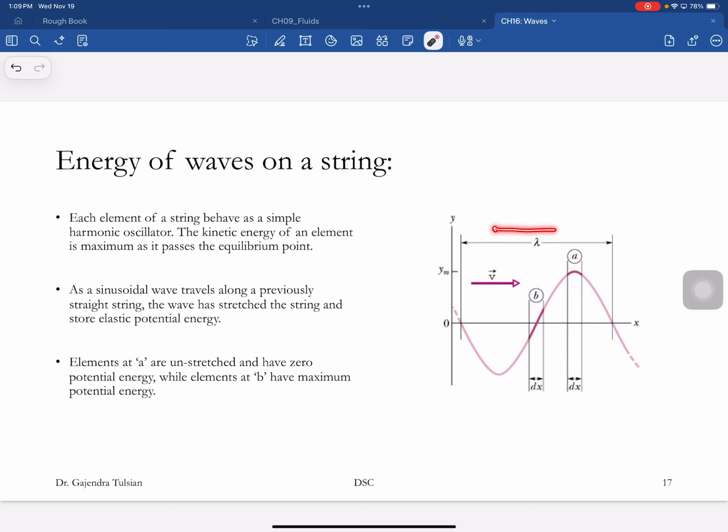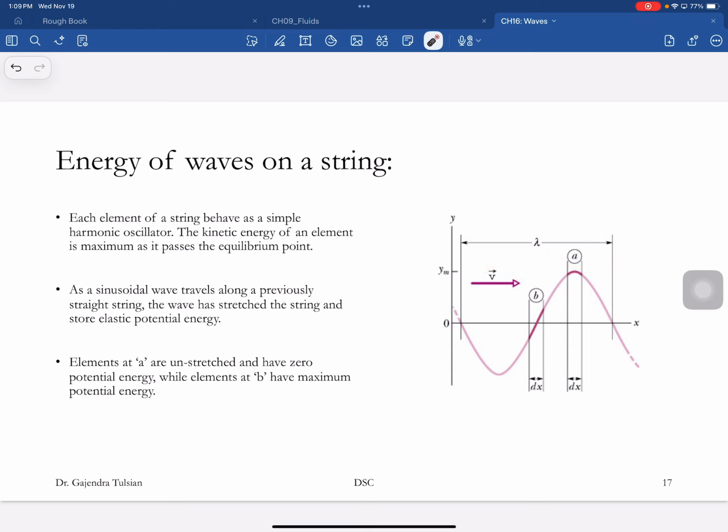When a wave travels on a string, this was the unstretched position of the string when there was no wave, and when a wave is traveling, the string is stretched. So it's like a rubber band. When you stretch a rubber band, what kind of energy is stored in it? Potential energy, elastic potential energy. So there's elastic potential energy in there, and also each piece is oscillating, so it has kinetic energy. This wave traveling on the string has both potential energy and kinetic energy.